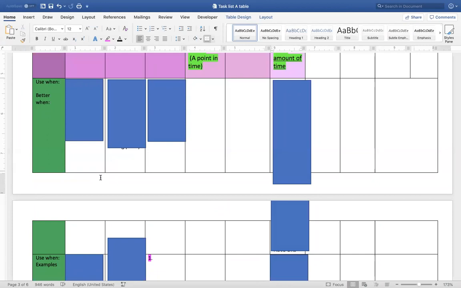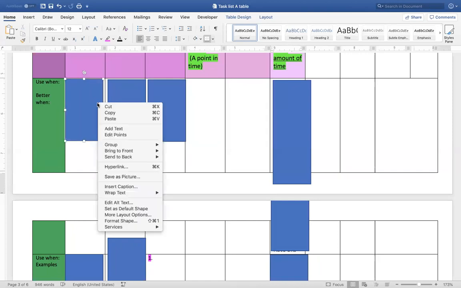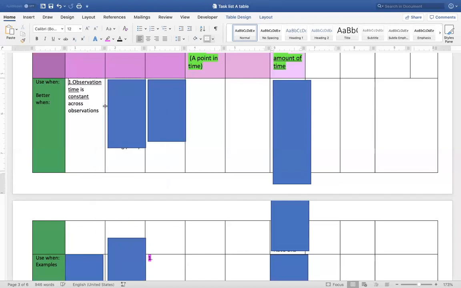Okay, so this one that I'm pointing at right here is count, if I'm not mistaken. So that one, are we gonna use it when observation time is not constant across observations, or when observation time is constant across observations? When it's constant. That's right. Yeah, good.